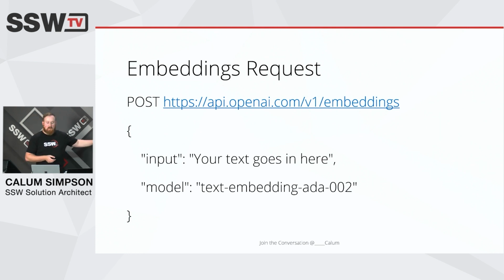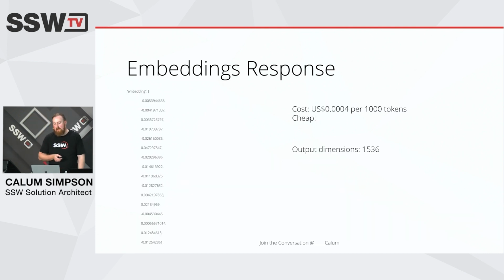And this is what the response looks like. This is that 1,536 dimensional array that I was talking about. Those numbers go way off the screen into the center of the earth sort of thing. And the cost is 0.0004 US dollars per 1,000 tokens. So that's super cheap.